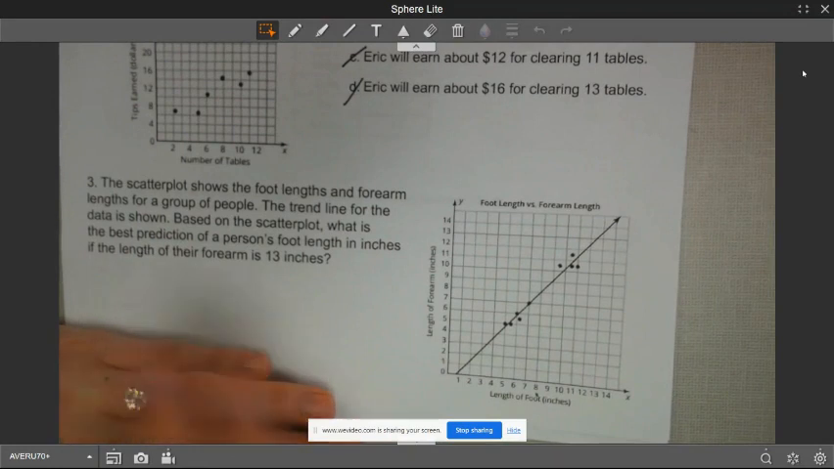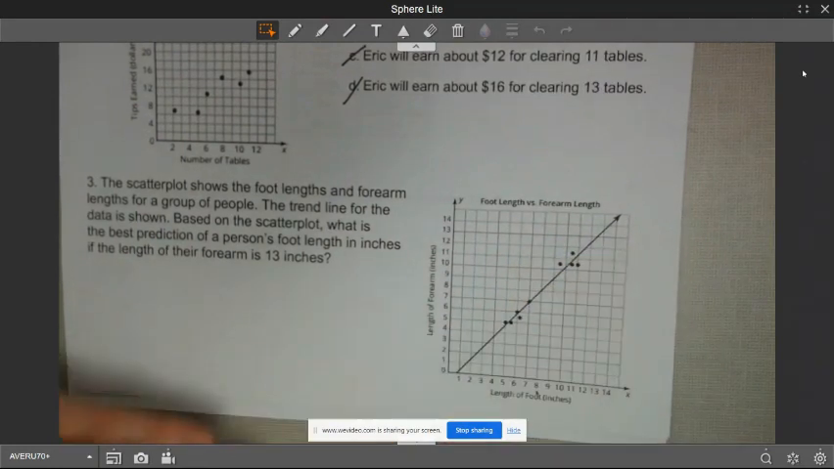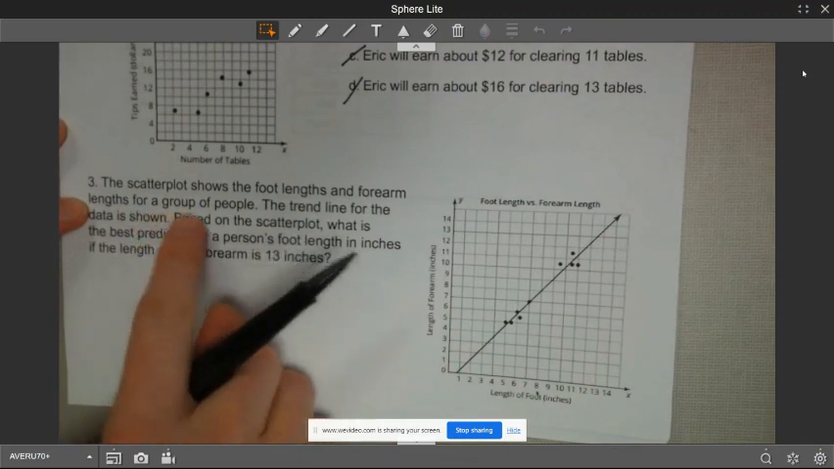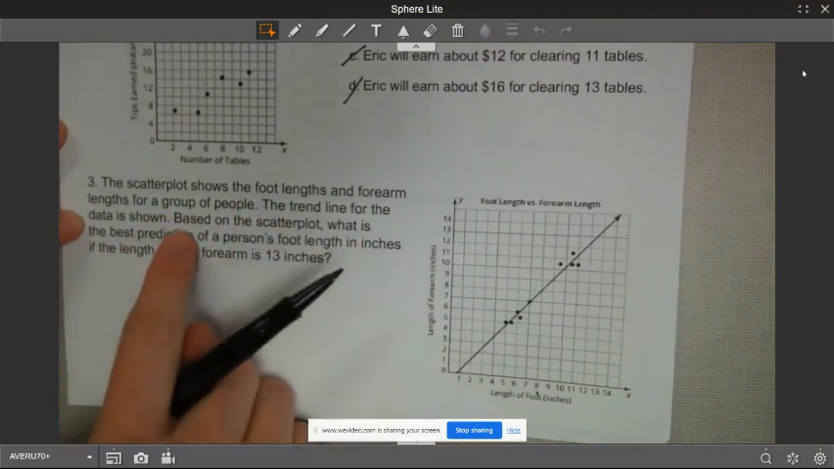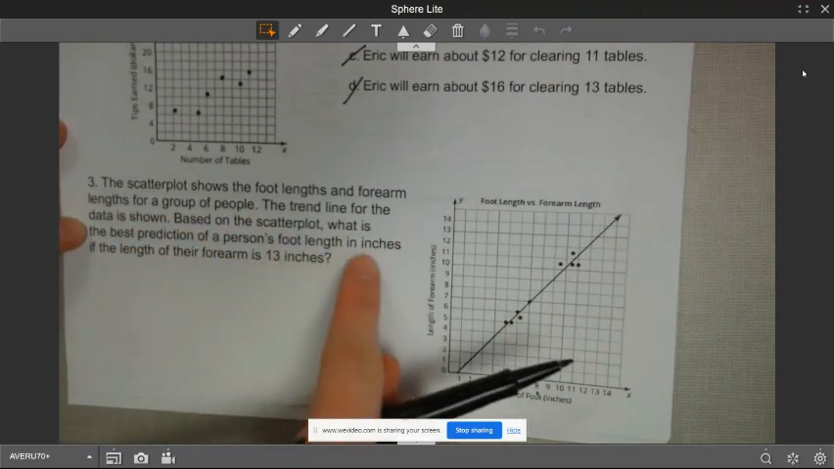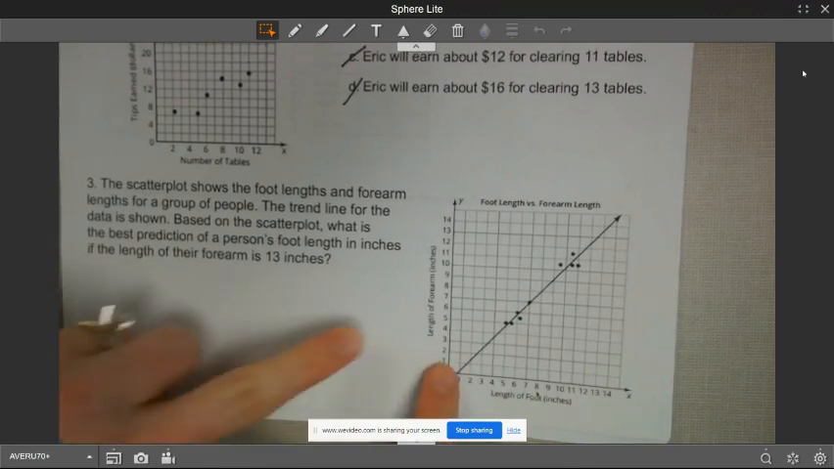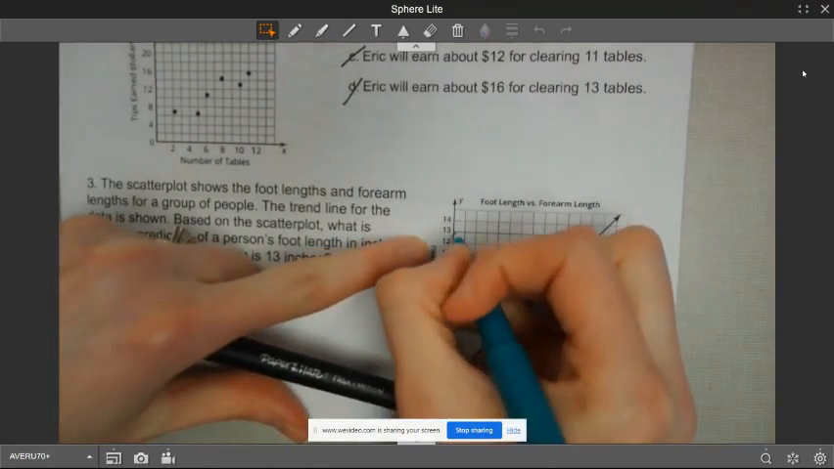Okay, this last one, it shows the line on the scatter plot. So we're going to do something a little bit different. You can, of course, use the calculator if you would like, but you do not have to. The scatter plot shows the foot lengths and forearm lengths for a group of people. The trend line of the data is shown. Based on the scatter plot, what is the best prediction for a person's foot length in inches if their forearm is 13 inches?